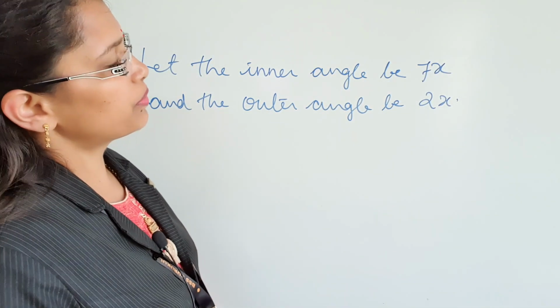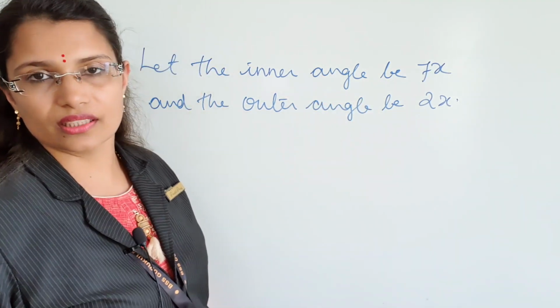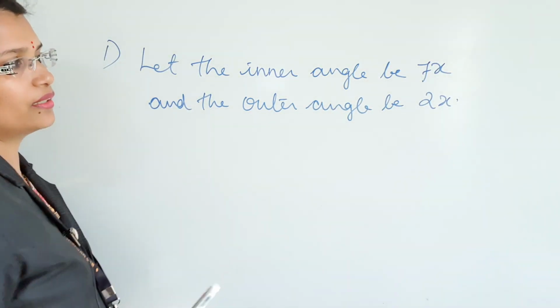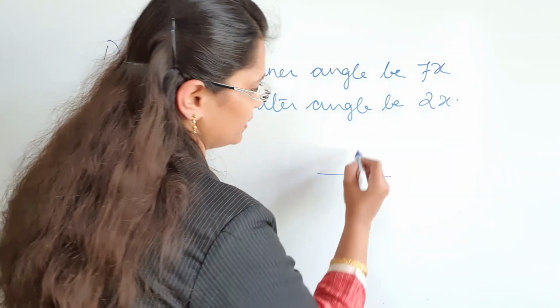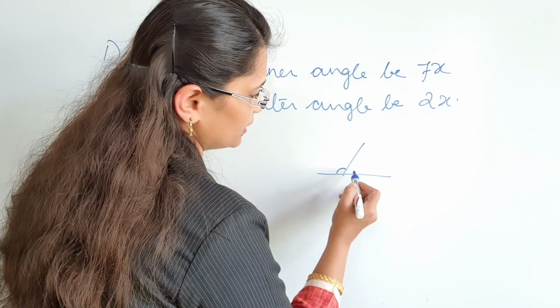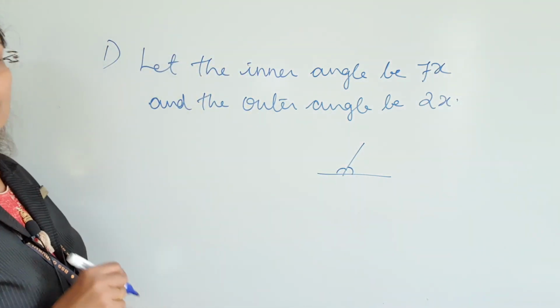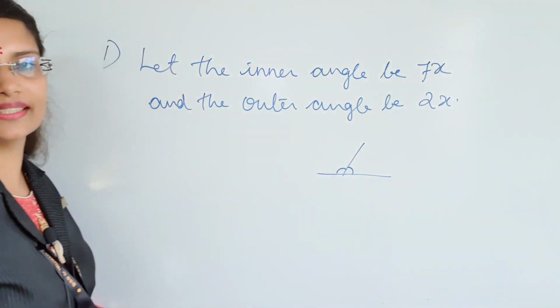Children, in a polygon, inner angle plus outer angle is equal to how much? Let the inner angle be 7x and the outer angle be 2x. You know that inner angle plus outer angle is equal to 180 degree. Linear pair also, straight line also, so 180 degree.